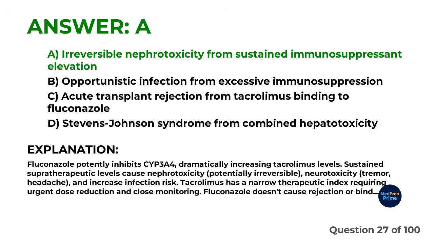Correct answer A. Fluconazole potently inhibits CYP3A4, dramatically increasing tacrolimus levels. Sustained supertherapeutic levels cause nephrotoxicity, potentially irreversible, neurotoxicity, tremor, headache, and increase infection risk. Tacrolimus has a narrow therapeutic index, requiring urgent dose reduction and close monitoring. Fluconazole doesn't cause rejection or bind tacrolimus. While both can affect liver enzymes, SJS isn't the primary concern with this specific interaction.